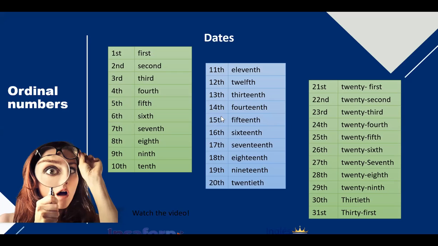So how do you say cuarto in English? Fourth, excellent. How do you say primero in English? First, excellent. Thank you, you're doing a great job. So how do you say vigésimo primero? 21st, yes. How do you say décimo sexto in English? 16th, excellent. How do you say trigésimo? 30th, excellent. How do you say décimo in English? 10th, excellent.